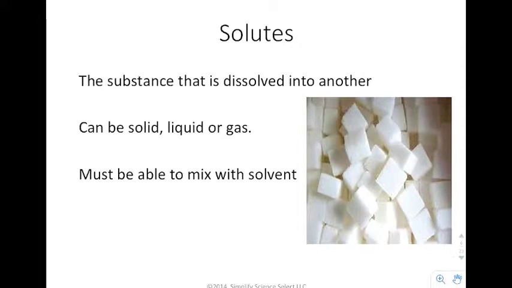The solute is the substance that is dissolved into another. So it is the one that tends to disappear, and it's not a great term for it, but it's the one that actually dissolves in the solvent. So it's the substance. It can be a solid, a liquid, or a gas. For the most part, we're going to study the ones that tend to be solids or gases.